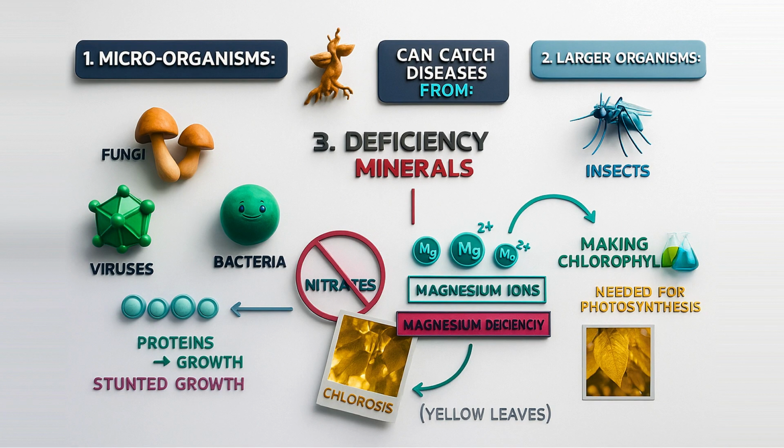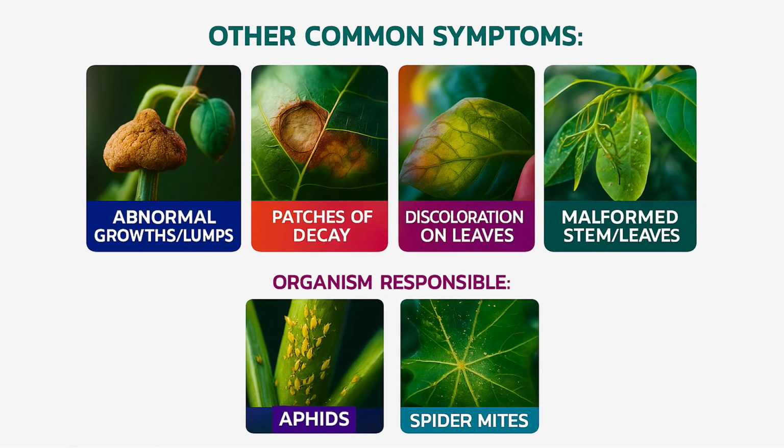Apart from these nutritional issues, there are many other symptoms that can indicate a plant is diseased. These may include unusual or abnormal growth such as lumps, misshapen or malformed stems and leaves, areas of decay where the tissue is rotting, or patches of discolored spots on the leaves. In some cases, the cause of the disease may be visible, especially when it involves larger organisms like aphids or spider mites, which can often be seen with the naked eye.